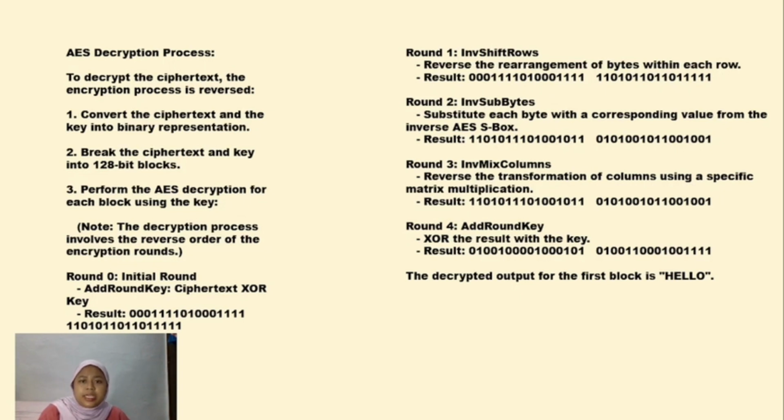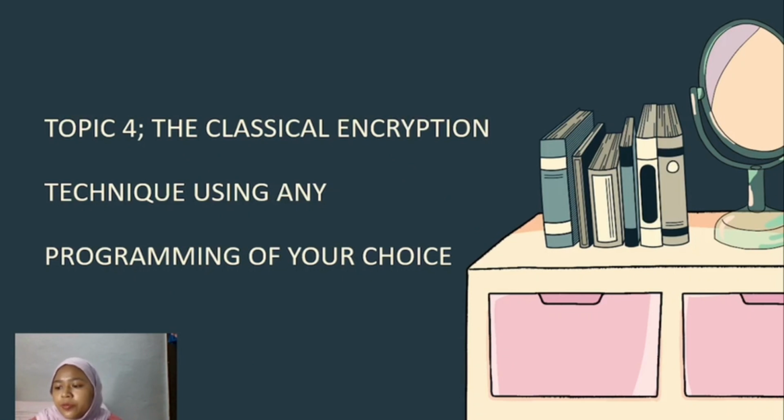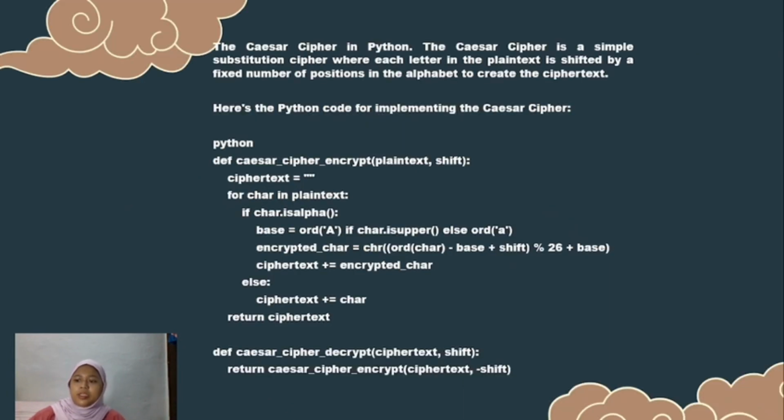Okay, this is an example about the AES standard. Okay, topic number 4 is classical encryption technique using any programming language of your choice. Okay, implement the Caesar cipher in Python.